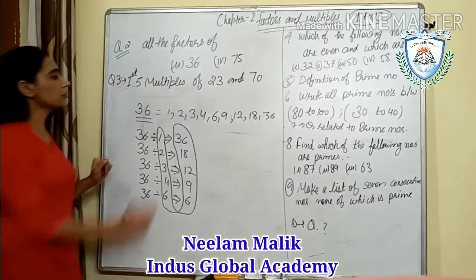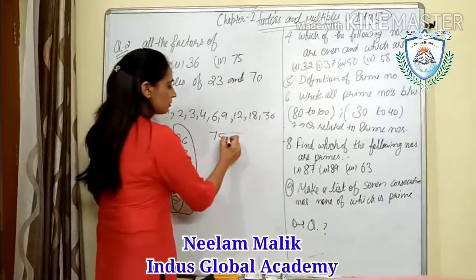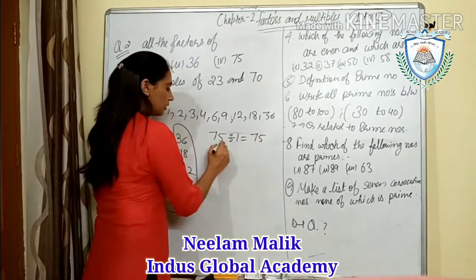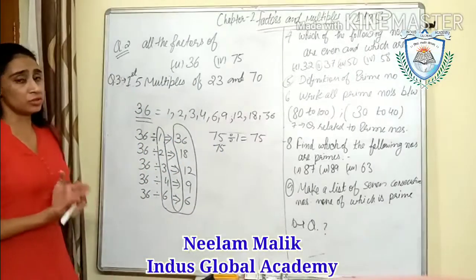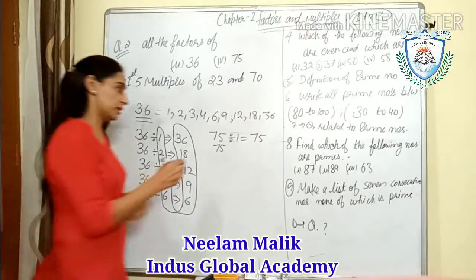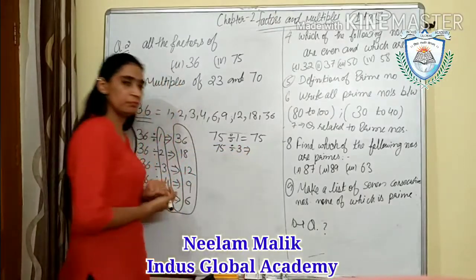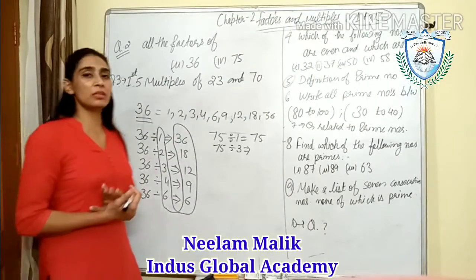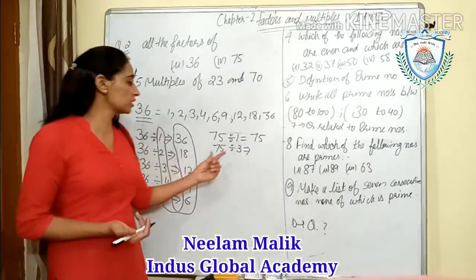Now the factors of 75. First we divide 75 by 1, so we get 75. Now divide 75 by 2. This is not divisible by 2, so we divide by 3. It will be divisible by 3. Why? Because you have done the divisibility rule. In the divisibility rule, for divisibility by 3, we check the sum of digits.